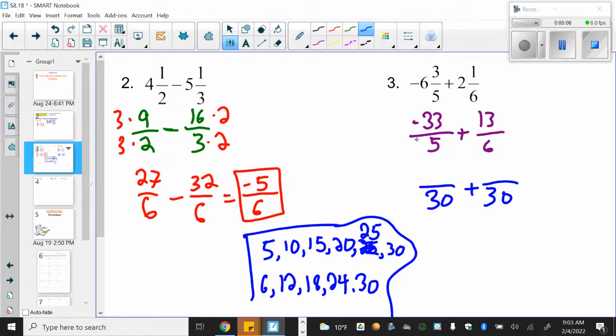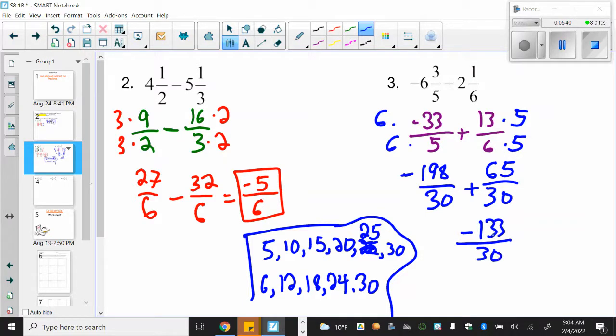So 30. So we know 5 times 6 makes 30. So 33 times 6, 198. And look, it was negative, so we're going to make it negative again. And then 6 times 5 makes 30. So 13 times 5 makes 65. So negative 198 plus 65 makes negative 133 over 30.